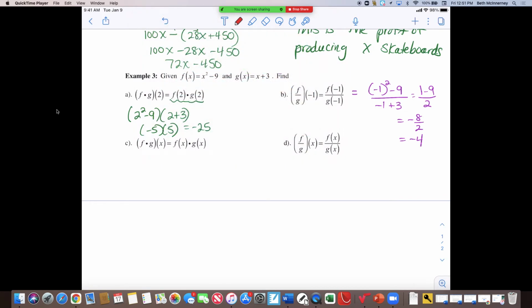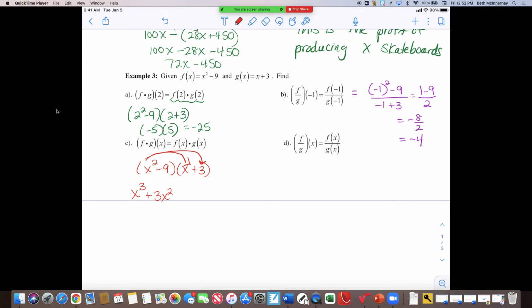All right, now we're going to do f times g of x. So now I don't have any numbers. It's going to stay the function. So watch what happens. This is x squared minus 9 times x plus 3. So I'm going to use FOIL, or what we call the extended distributive property. I'm going to take x squared times x and x squared times 3. So that's x cubed plus 3x squared.